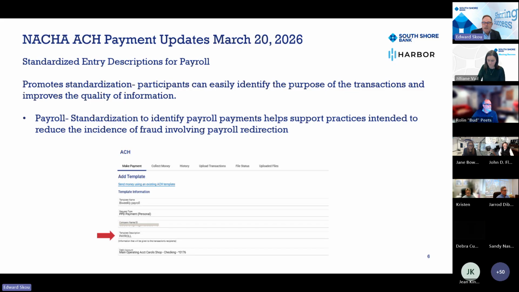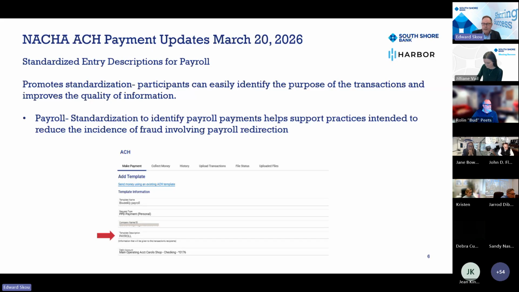In this slide, you can see I included an example if you're using our platform and providing a template. In the template description, I placed an arrow there, you can see you just need to put in payroll. As we look at transactions through the bank now, I can see that a lot of clients are doing that already, but if you're not, you definitely want to update that.